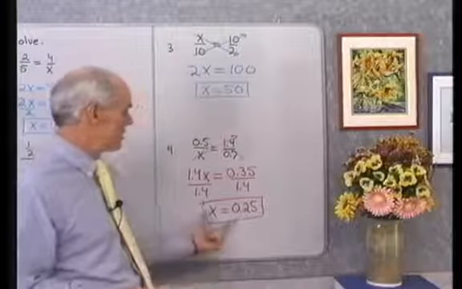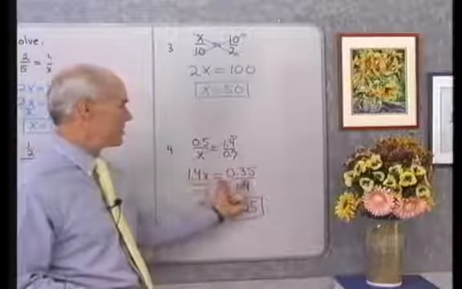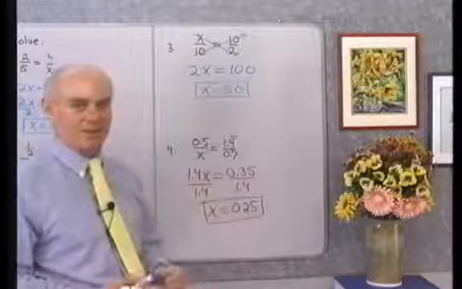So x equals 0.25 is the result of taking this proportion, applying the means extremes property, getting an equation, and solving that equation for x.